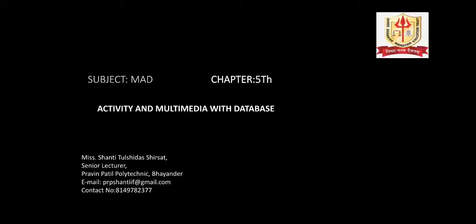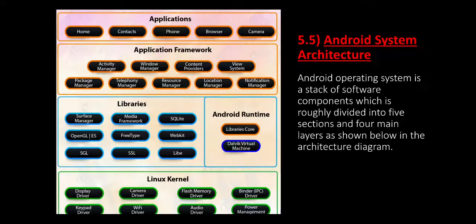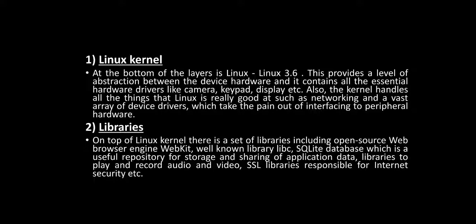In this session, we continue chapter number 5, that is Activity and Multimedia with Databases. The topic is Android System Architecture. Android operating system is a stack of software components which is roughly divided into 5 sections, but mainly there are 4 layers which are shown in the given diagram. That is Linux kernel, after that native libraries, then Android runtime environment, then application framework and applications.